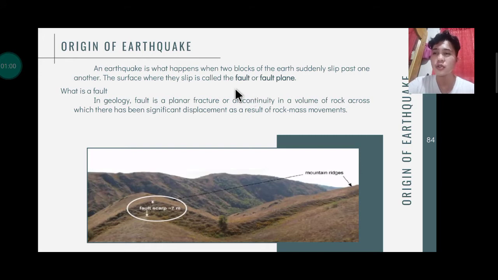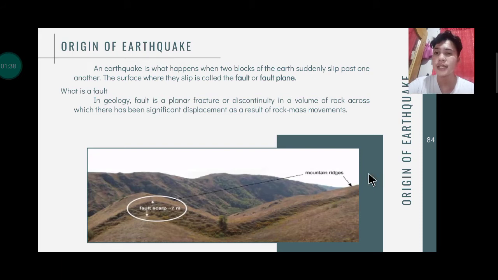So the question is, why does the earth shake? To answer this, let us first understand and examine what a fault really is. In geology, a fault is a planar fracture or discontinuity in a volume of rock across which there has been significant displacement as a result of rock mass movement. As you can see, this is a fault. A fault is basically a sharp break of crustal rock. Near the fault, there are rocks which move in opposite directions.